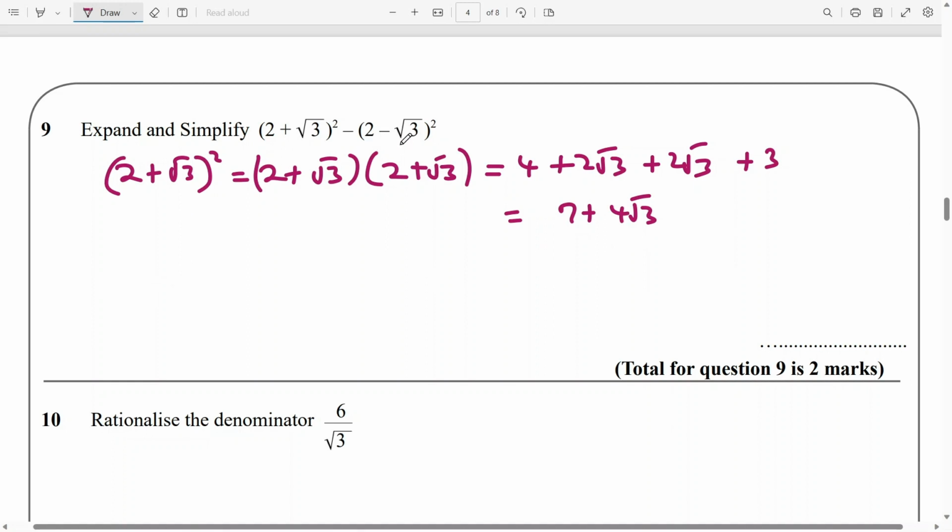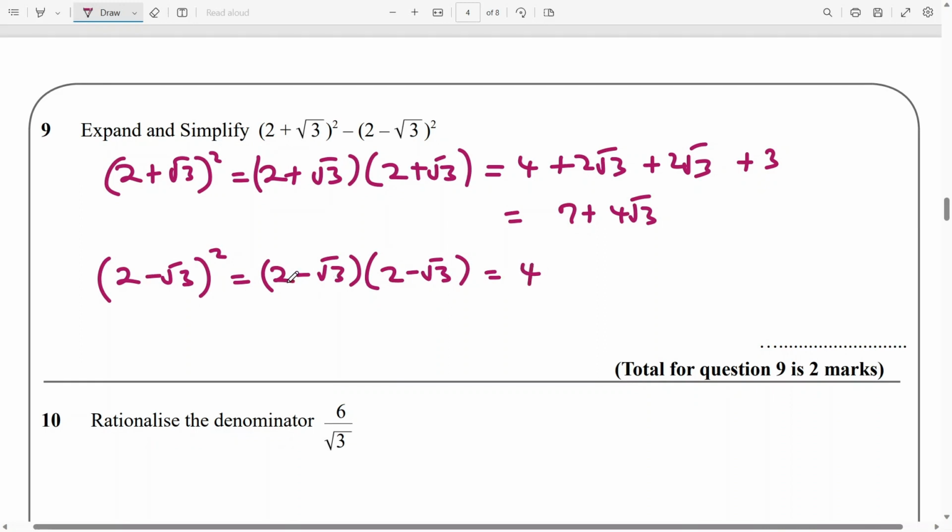And the other one here, we're going to do the same, which is 2 minus root 3 squared. So we're going to expand it. Alright, so 2 times 2 is 4. And 2 times minus root 3, that's minus 2 root 3. And that's going to be minus 2 root 3. And minus root 3 times minus root 3, that's going to be plus 3. And this simplifies to 7 minus 4 root 3.